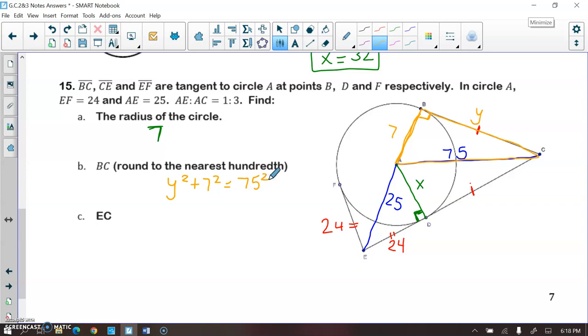This is not a Pythagorean triple. So I have y squared plus 49 is equal to 5,625. Subtracting 49 from both sides, I get y squared is equal to 5,576. And then it does say to round to the nearest hundredth, so I'm not putting this in simplest radical form when I take the square root. I'm just going to type in the square root of this in my calculator and round. So y comes out to be about 74.68. Sorry, 67. I rounded wrong.